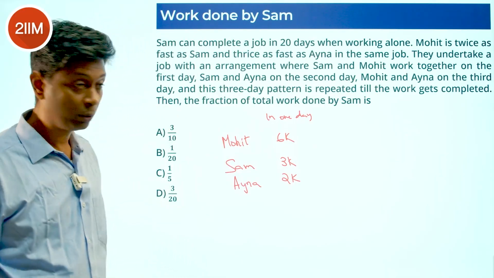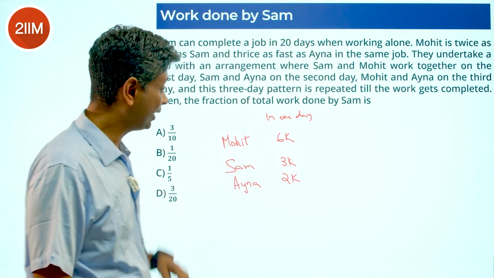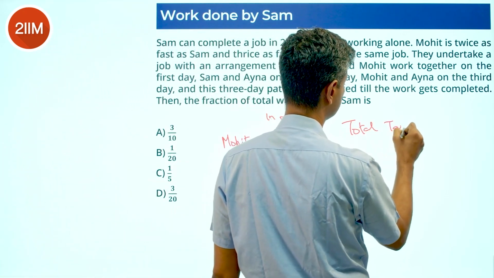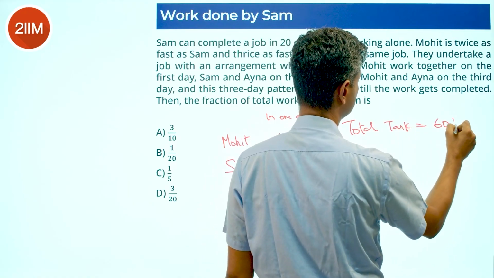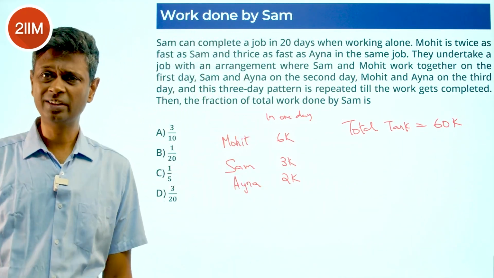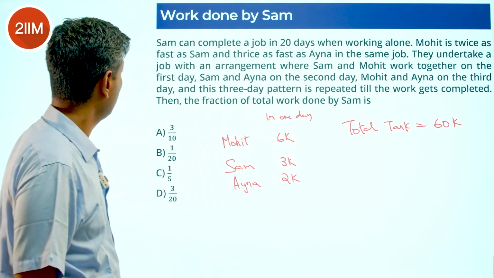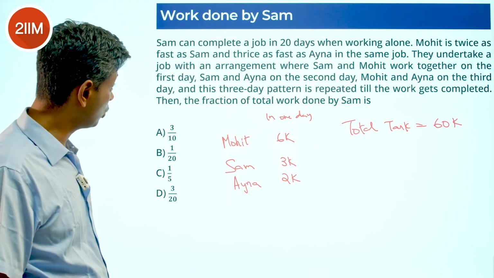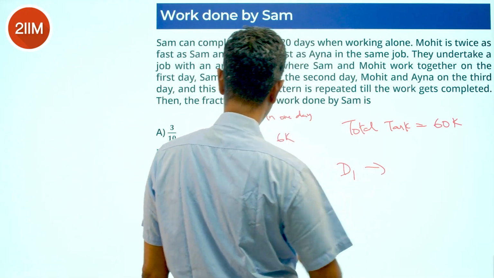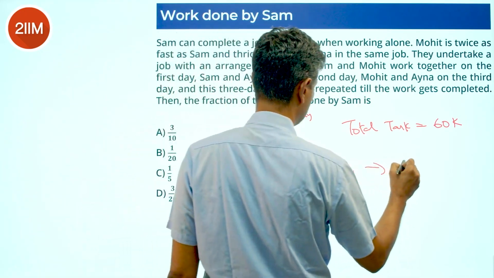Sam can complete the job in 20 days. So 3K into 20 is 60K. Then total task is equal to 60K. Mohit can do it in 10 days, Aina can do it in 30 days, etc. They undertake a job with an arrangement where Sam and Mohit work together on day 1. Day 1 is Sam and Mohit, that is 9K.